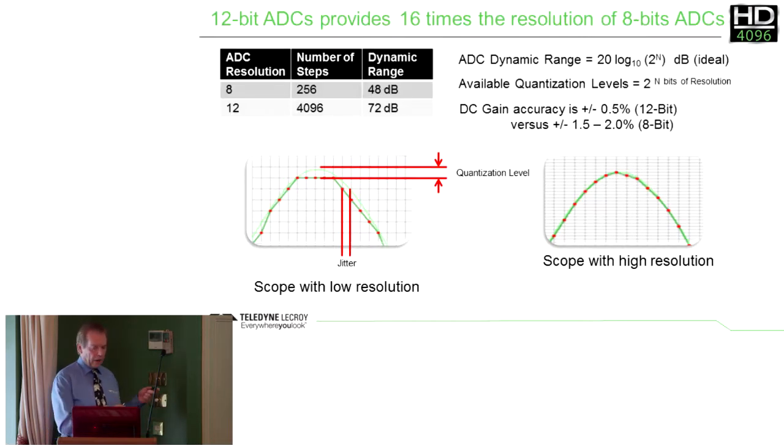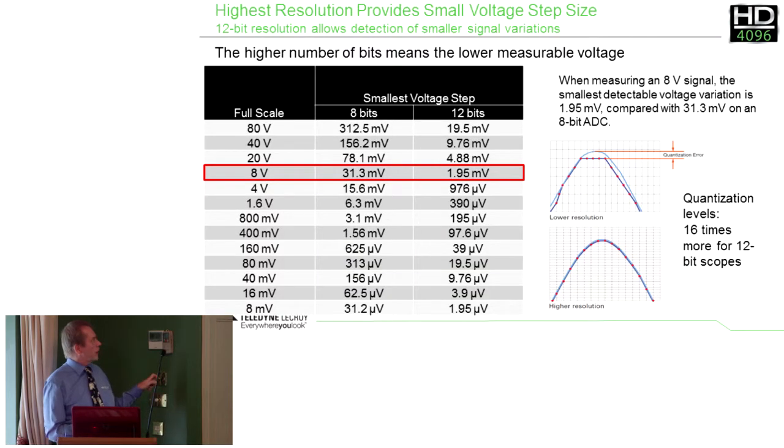And here I've just added the math in here. So you've got a DC gain accuracy and those sorts of things. And that relates here into measurements. If I look at my full scale measurements, on the left-hand side you've got the full scale, and then you've got the smallest voltage step that you can achieve with either the 8-bit or the 12-bit. And you can clearly see the granularity improvement. So at the 8 volts that's being used as an example there, you've got 31.3 or 1.95. So you can obviously see the advantage to that.